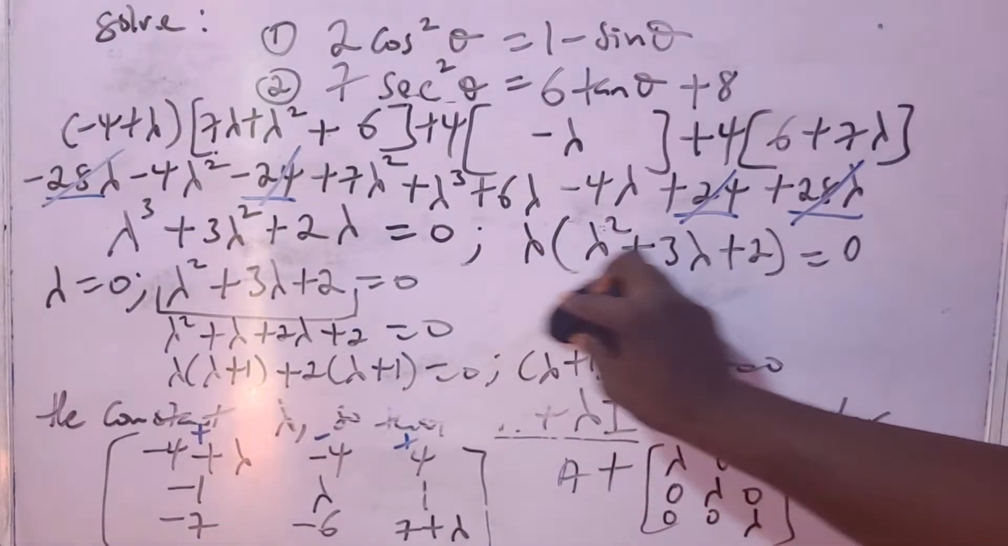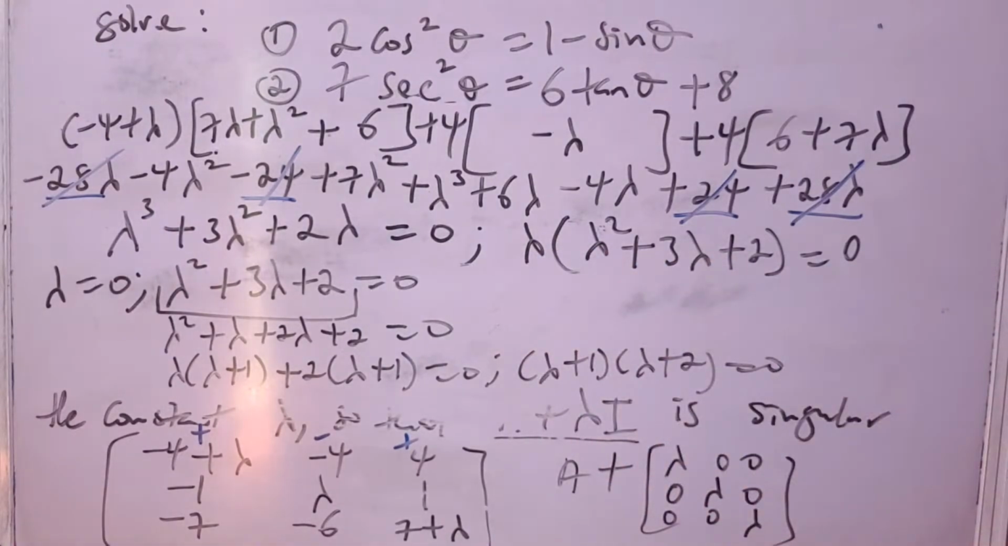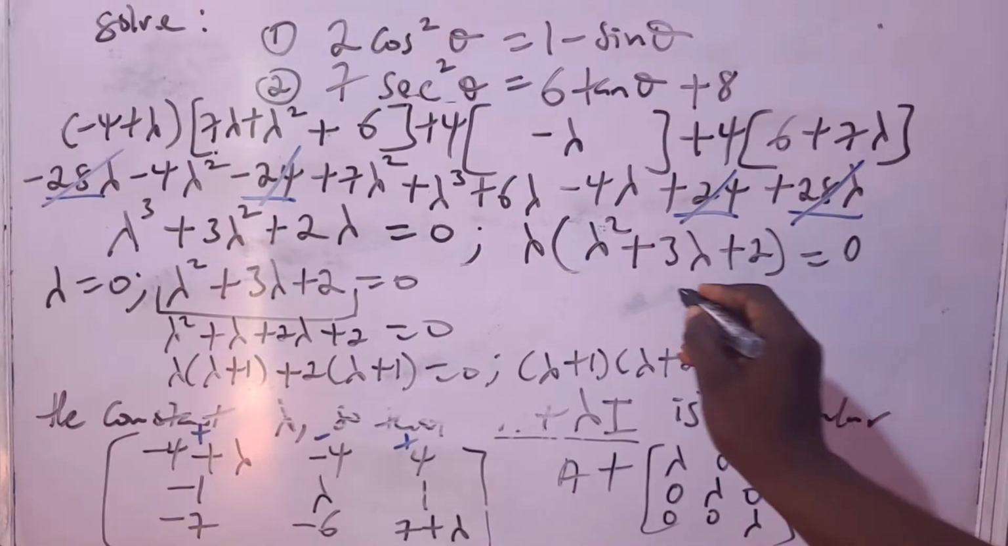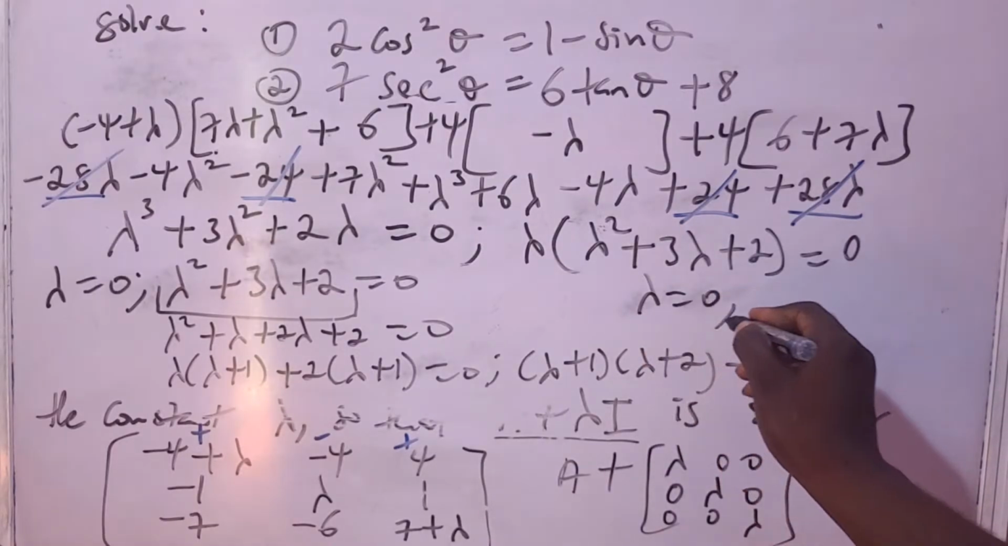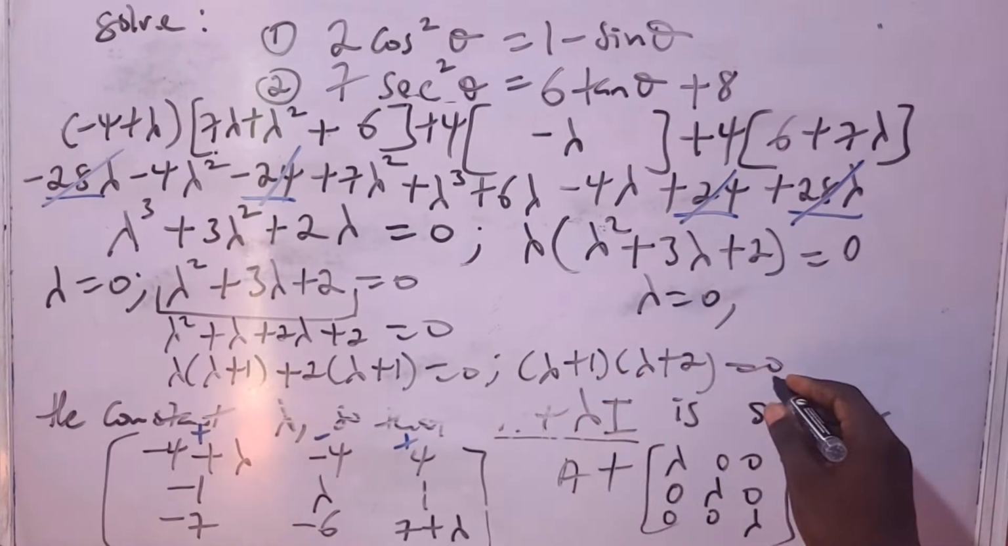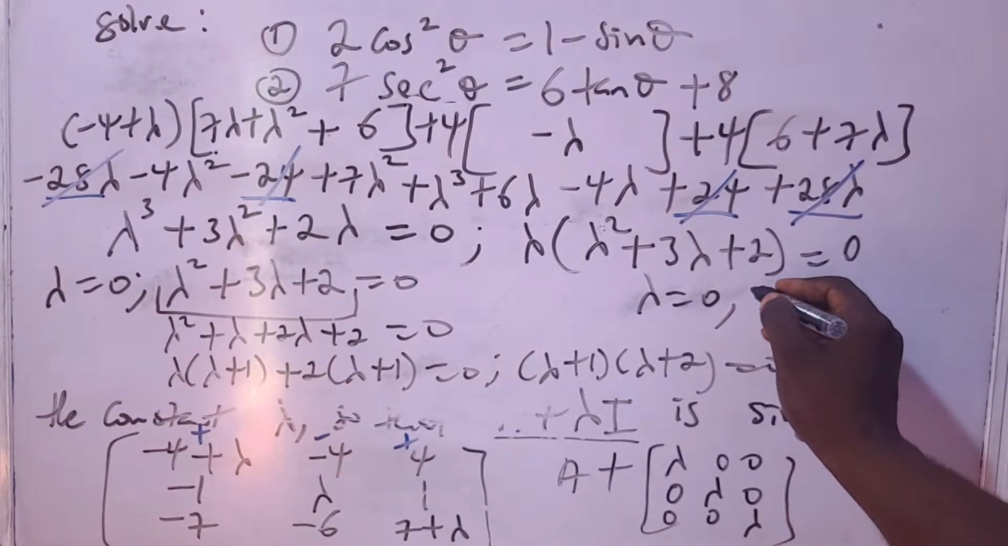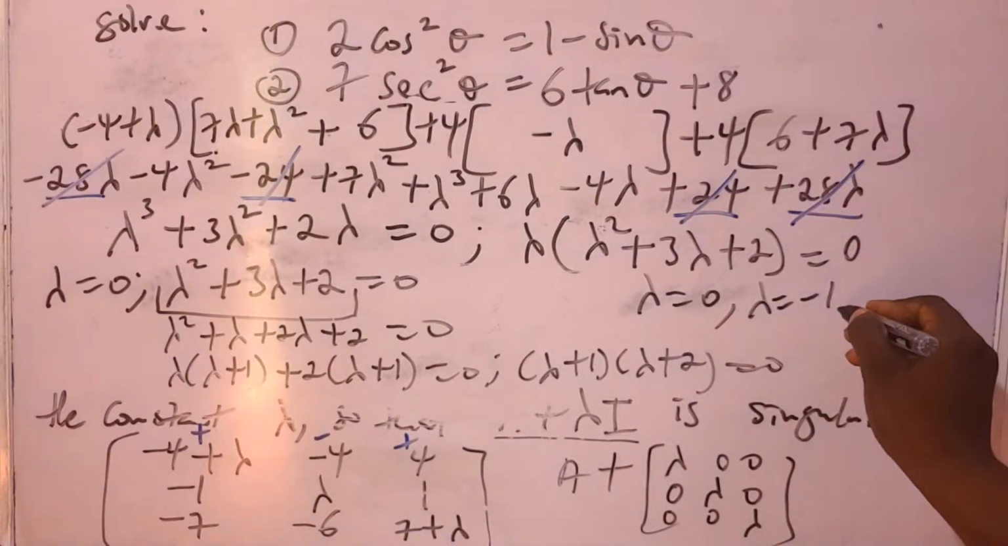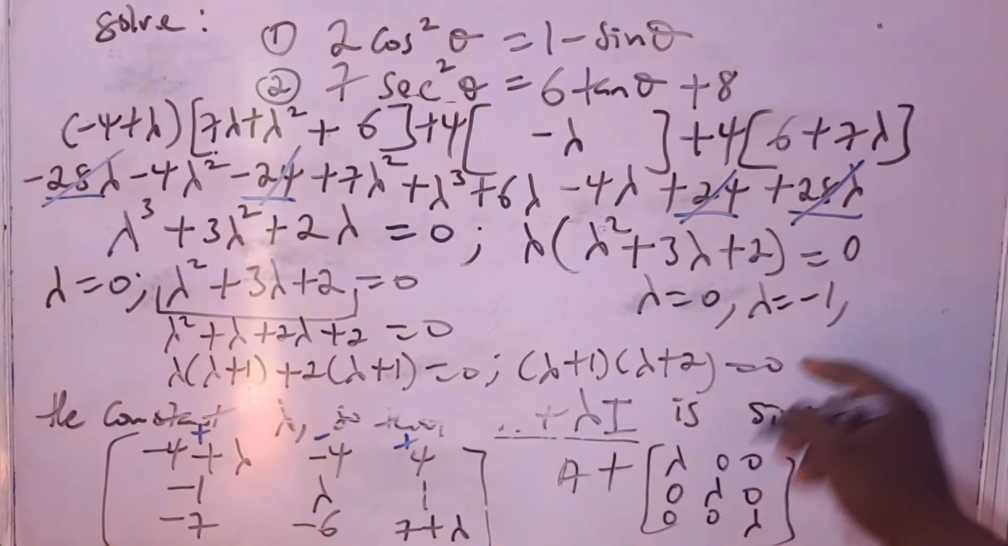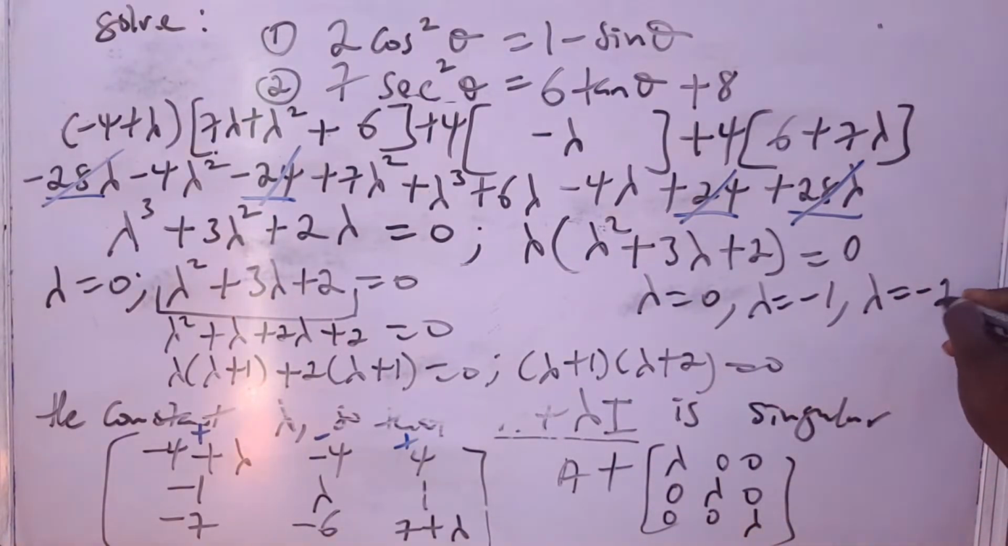We are told to determine the value of lambda. So lambda will be equal to 0. Of course, lambda plus 1 equals 0 is the same thing as lambda being equal to minus 1. And lambda plus 2 equals 0 will also give you lambda equals minus 2. These are your final solutions. Does it make sense?